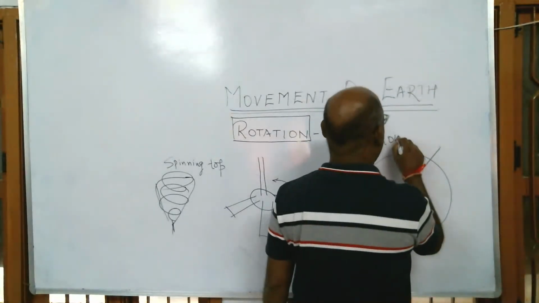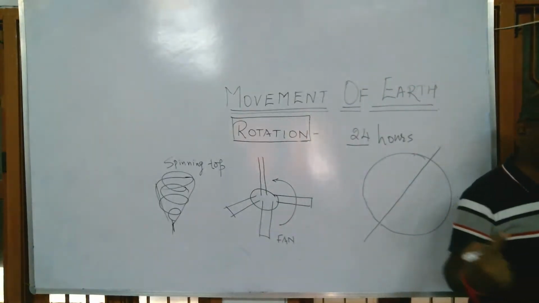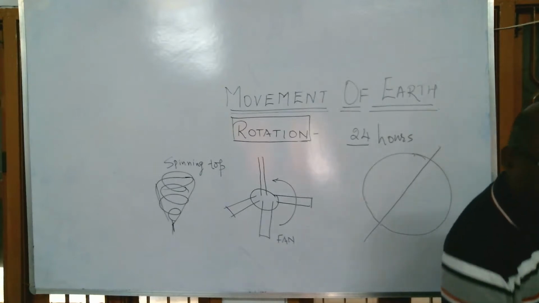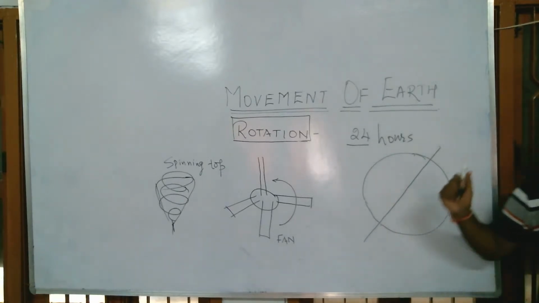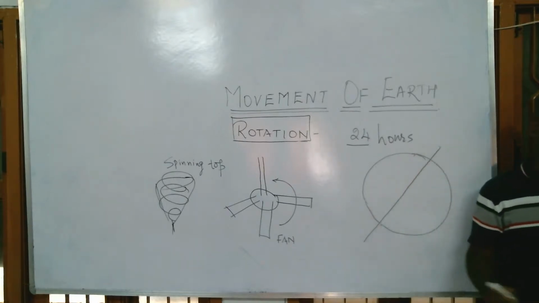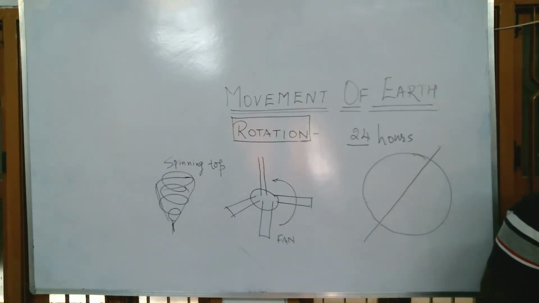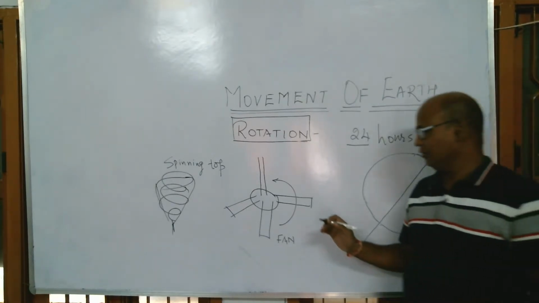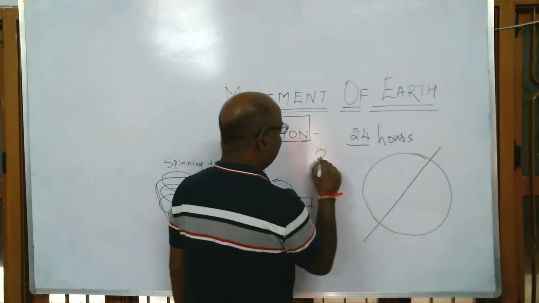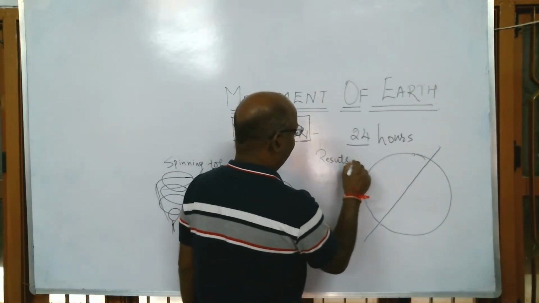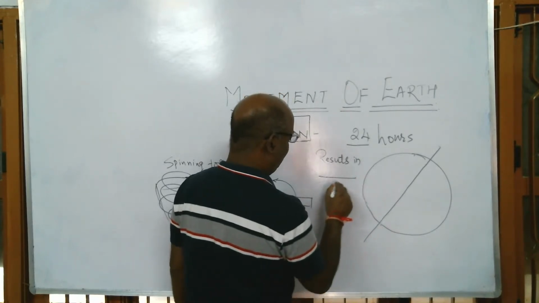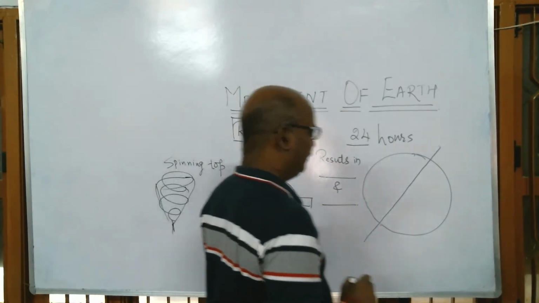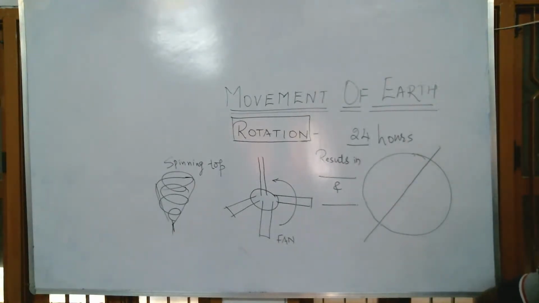24 hours. Okay. So to complete one rotation, Earth takes 24 hours. Now in the very beginning, I told you that this rotation of the Earth results in formation of dash and dash. Rotation of the Earth results in formation of dash and dash.